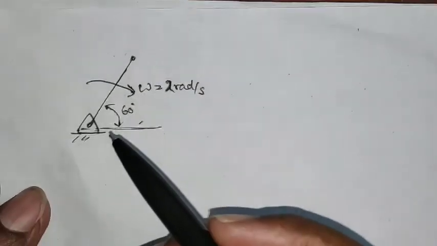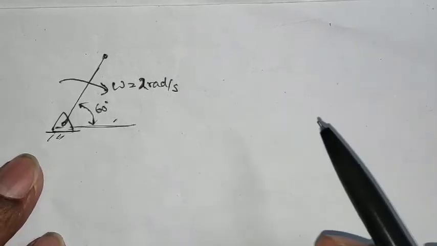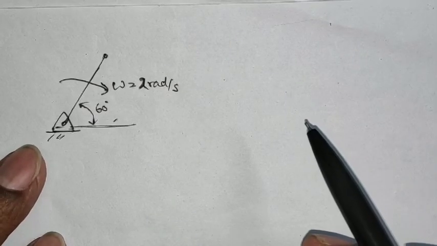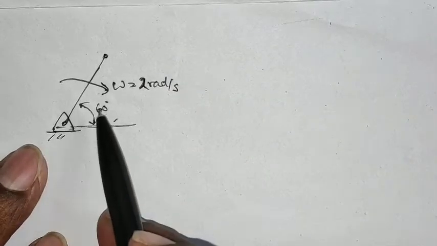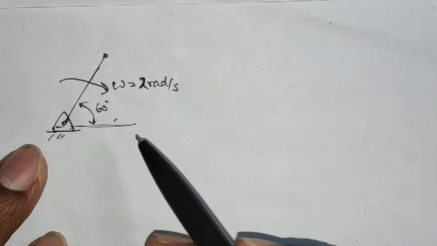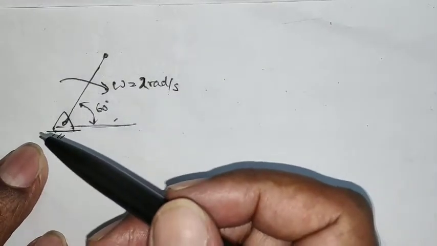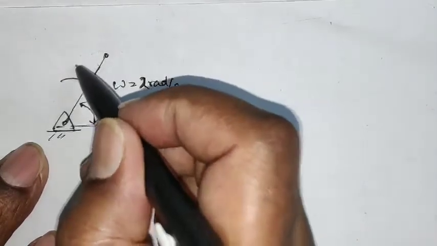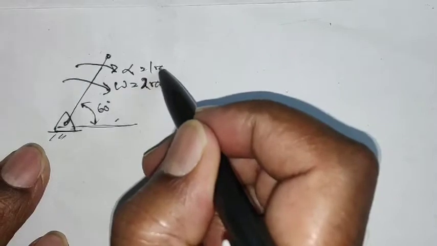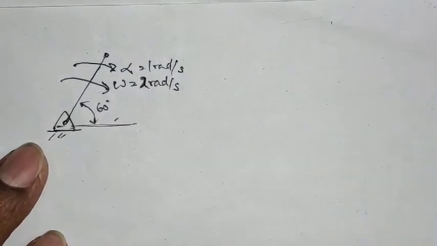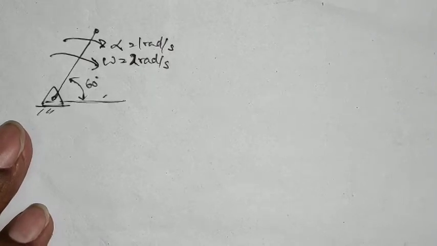Now let us understand the acceleration diagrams one by one by drawing the acceleration diagram for a simple link. The link right now is at 60 degrees to the horizontal, and it is rotating at an angular velocity of 2 radians per second, and it has an angular acceleration alpha of 1 radian per second square. How do we draw the acceleration diagram for this?